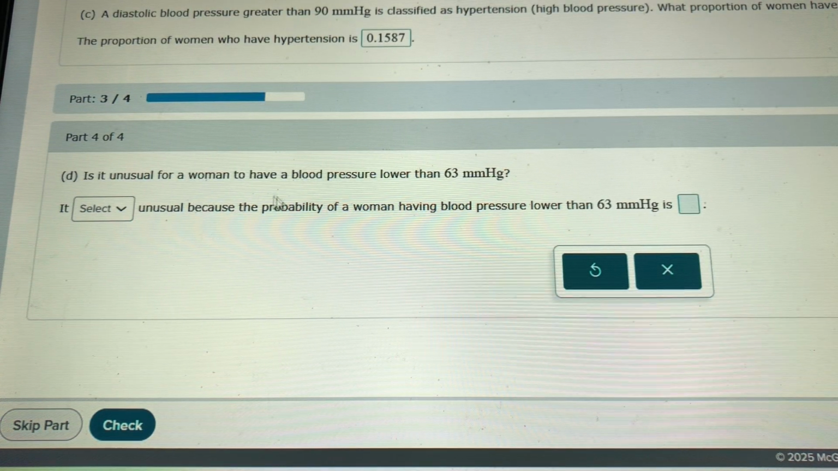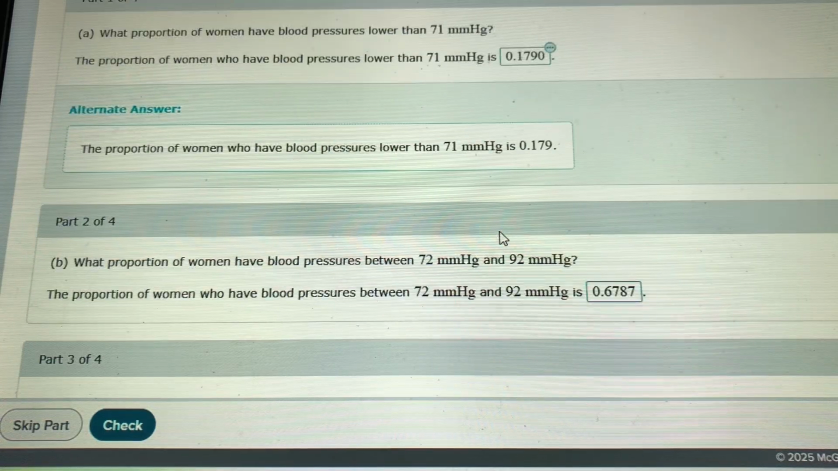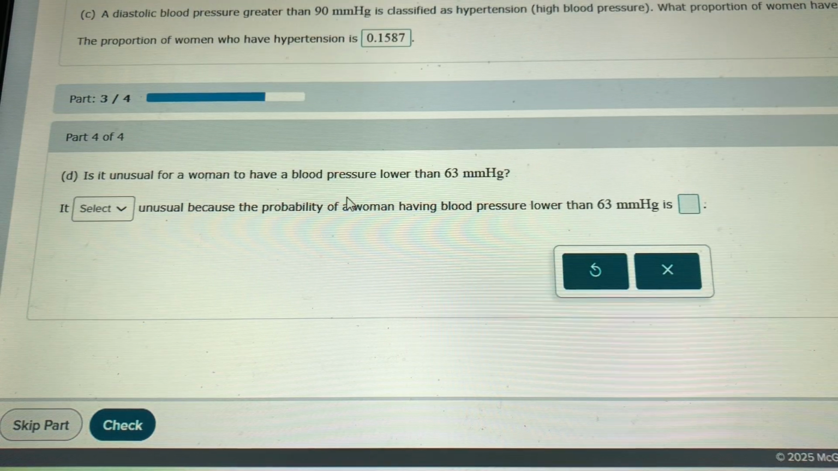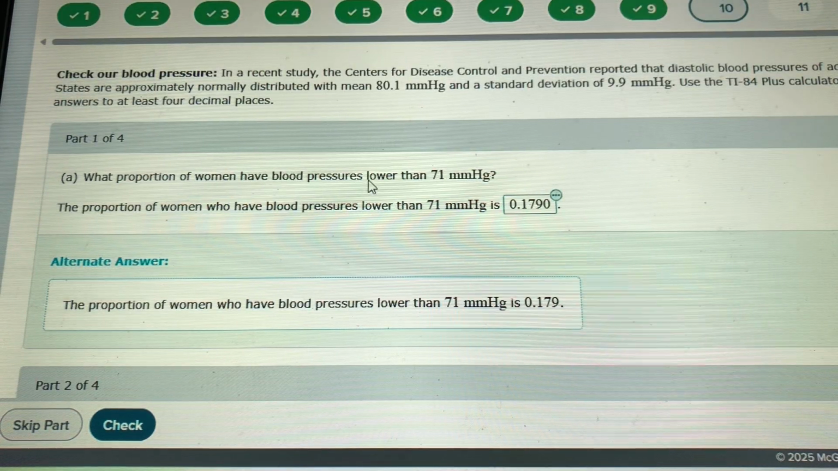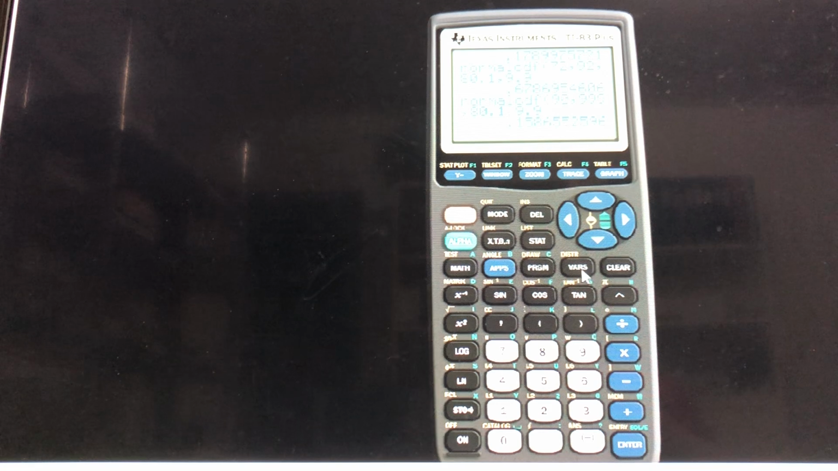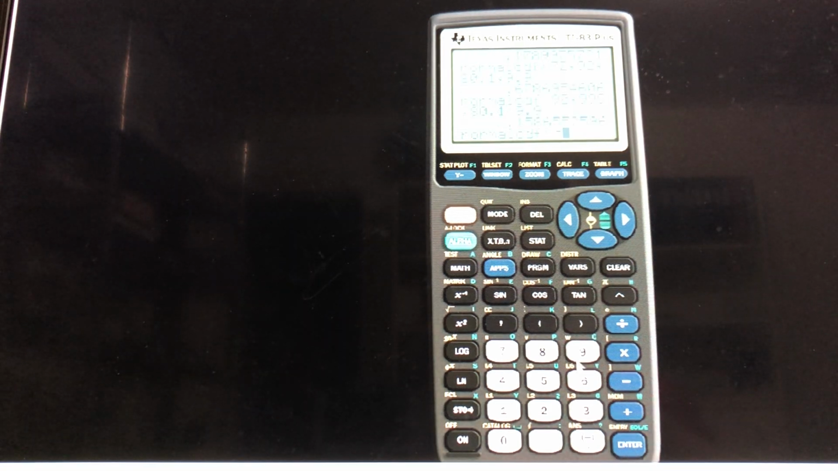Is it unusual for a woman to have a blood pressure lower than 63? Okay, so I thought maybe it was referring to one of the first three problems, but it's not. So we have to recalculate that one. That's like part 1 where it was lower than 71. So lower than 63 would be second VARS, normal CDF, negative 999 first, then 63, then 80.1, and then 9.9. 0.0421. Now, they don't want you to put that answer in.